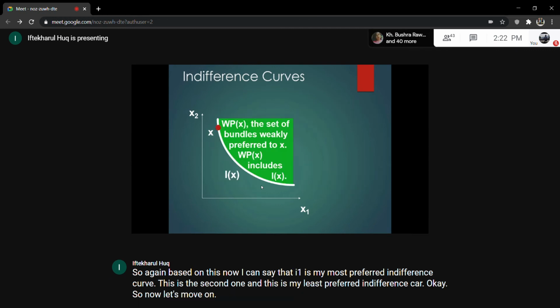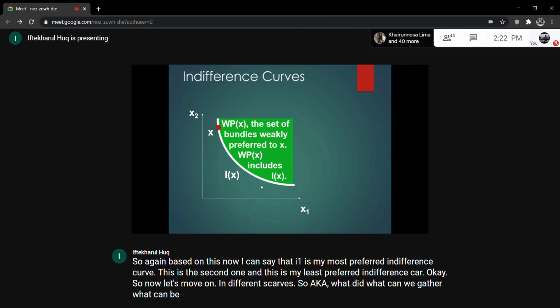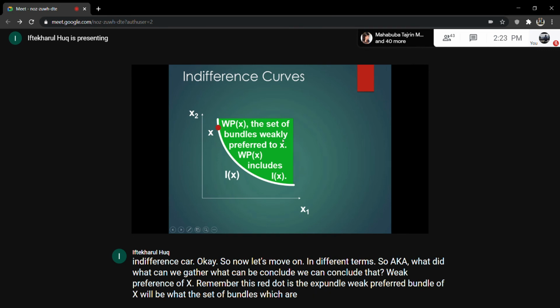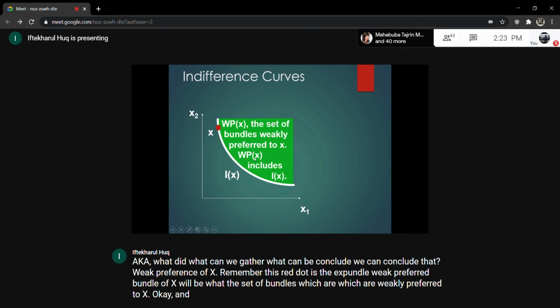Indifference curves. So from all of this, what can we conclude? We can conclude that the weak preference of X, remember this red dot is the X bundle, the weakly preferred bundle of X will be what? The set of bundles which are weakly preferred to X, and the weakly preferred X bundle includes the indifference curve as well.